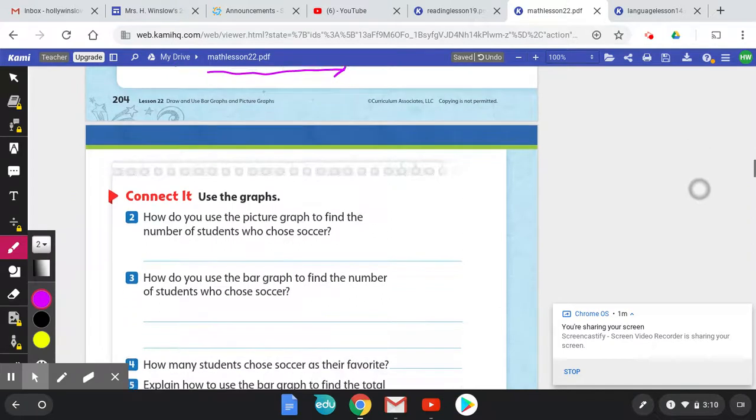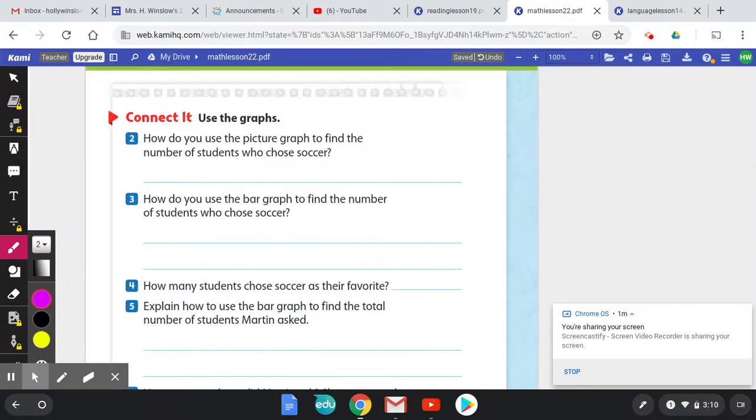All right, now look at page 205. How do you use the picture graph to find the number of students who chose soccer? So how do you use the picture graph? You just count the number of soccer balls.